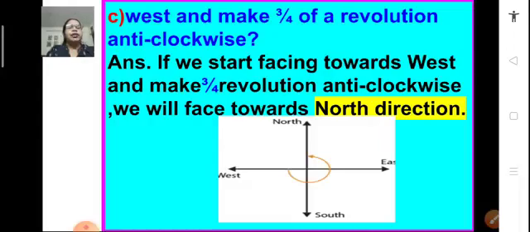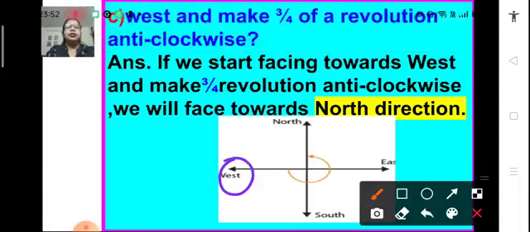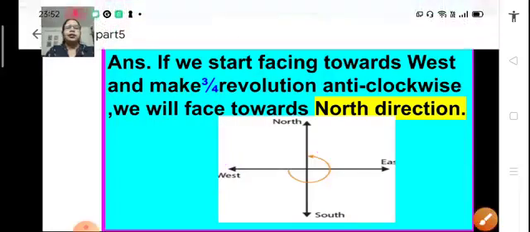C, if you are facing west and making 3/4 of a revolution anti-clockwise. Here you have to move in the anti-clockwise direction. So if we are facing west and take 3/4 revolution anti-clockwise, we have to move in this direction, and 3/4 of a revolution means 3 right angles we have to move. That means where are you going to reach? You are going to face the north direction.